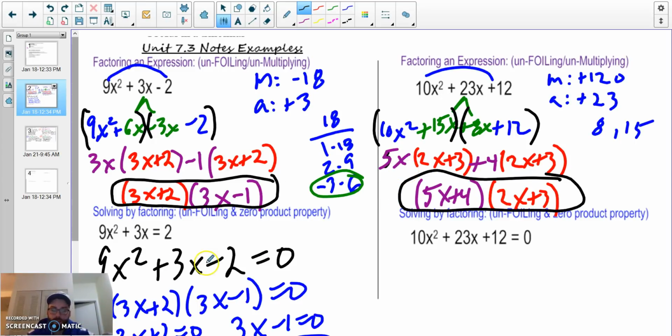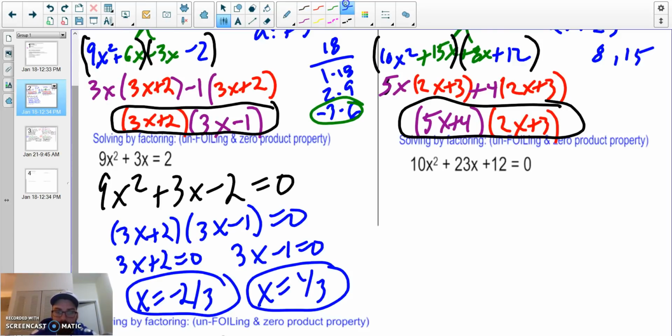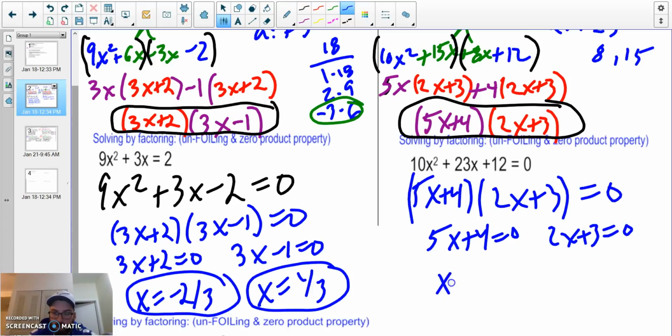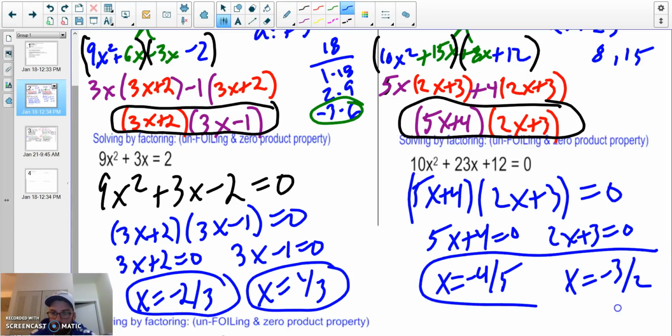So similar to this one over here, I'm going to solve this one now. So I know that I factored it as 5x plus 4 and 2x plus 3, and that's still equal to 0. Zero product property: set each factor equal to 0 and solve. x gives me negative 4 over 5, and x gives me negative 3 over 2. Boom. All right.